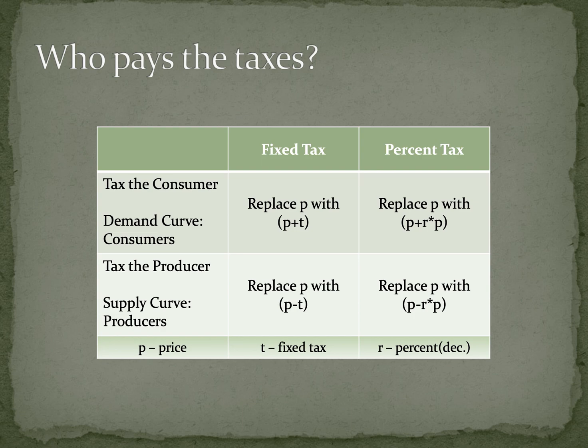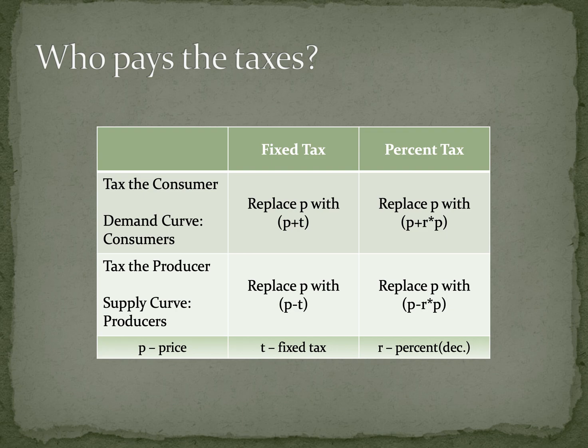So notice first that if you tax the consumer, only the demand function needs to be changed. And how are we going to change it? We're going to replace P with the price plus the tax. Because now the consumer, and you've seen this on the receipt if you go to Walmart or Target, you'll see the price and then you'll also see the tax added to that price. And you have to pay both the price and the tax to receive the goods and walk out of the store.